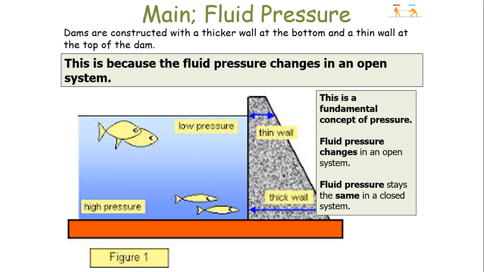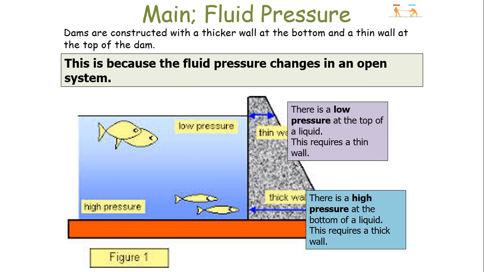Dams are constructed with a thicker wall at the bottom and a thin wall at the top because fluid pressure changes in an open system. This is a fundamental concept of pressure. Fluid pressure changes in an open system, but the fluid pressure stays constant in a closed system. We've covered the closed system concept in the particle model of matter unit earlier in the course, so we're going to focus on the open system.